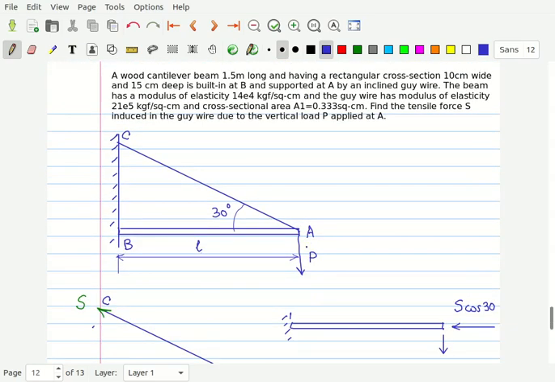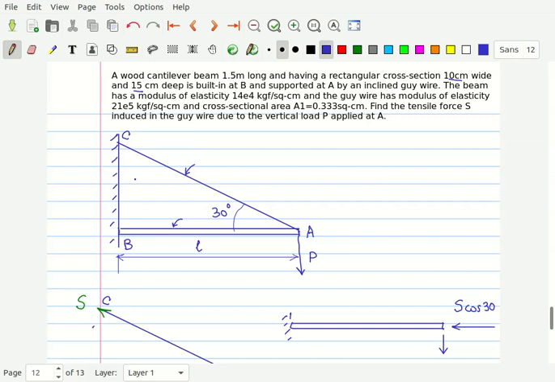So the next example is this, a wood cantilever beam. So this is a wooden cantilever beam, 1.5 meter long and having a rectangular cross section of 10 centimeter wide and 15 centimeter deep, is built in at B. So this is built in here and supported at A by an inclined guy wire.